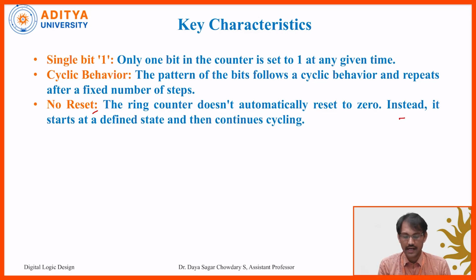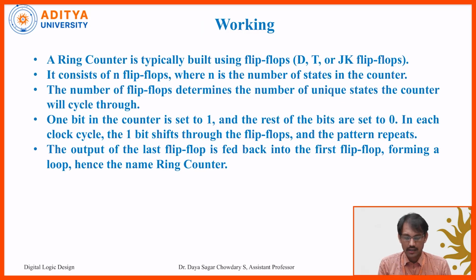Instead, it starts at a defined state and then continues cycling. So this is also something we have to discuss. Now, a ring counter is typically built using flip-flops. This we already discussed. Most of the time the flip-flops are D type, T type or JK flip-flops, and it consists of n flip-flops, because it depends on the number of states, where n is the number of states in the counter.